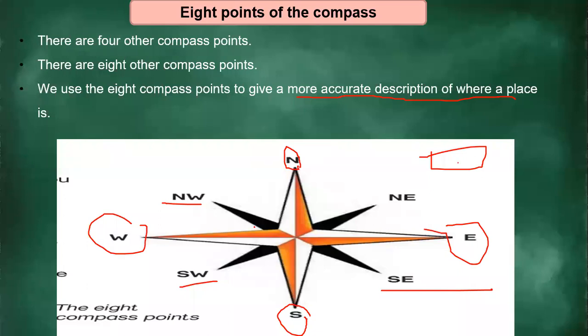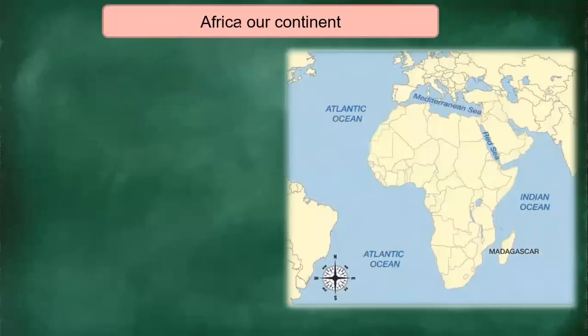You cannot just say a place is on the north. Which north? The west or the east north? You cannot just say a place is on the south. Which south? Is it on the southeast or the southwest? So by using the 8 compass directions, it helps us give a more accurate description of where a place is.